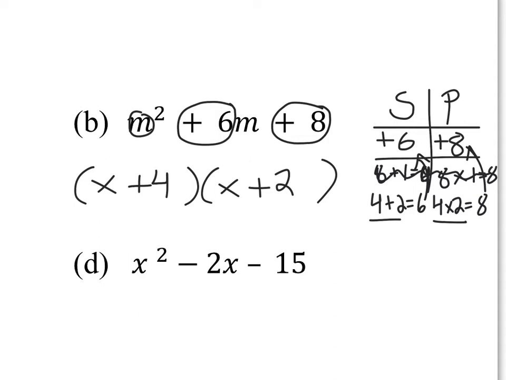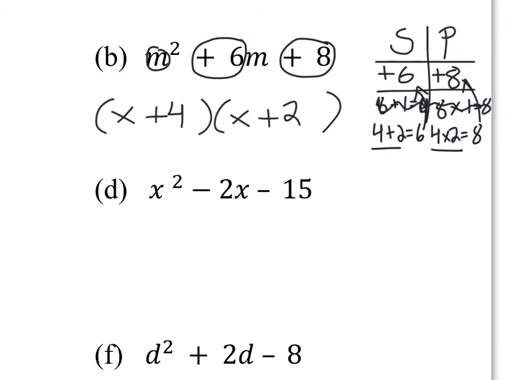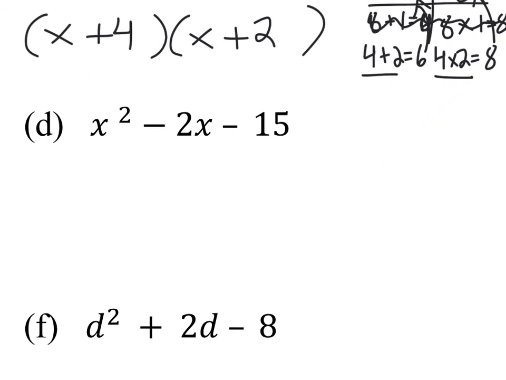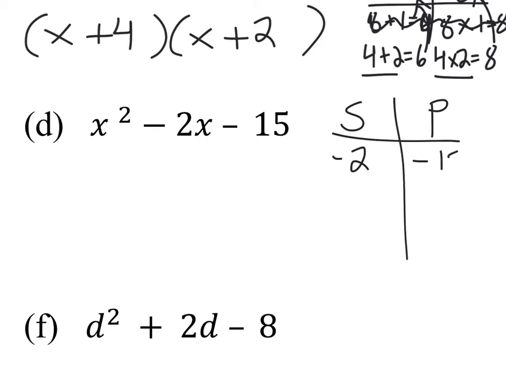Now, every time that I'm dealing with positive sums and positive products, it's really easy, as you can see. But what about if I look at D right now? D is a little bit more tricky. If I write down my sum and my product for D, my sum is negative 2 and my product is negative 15.